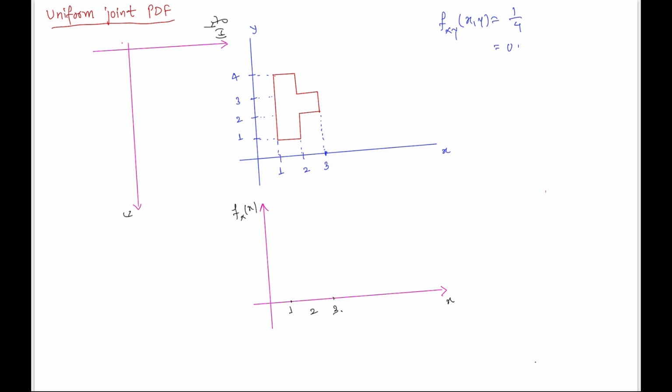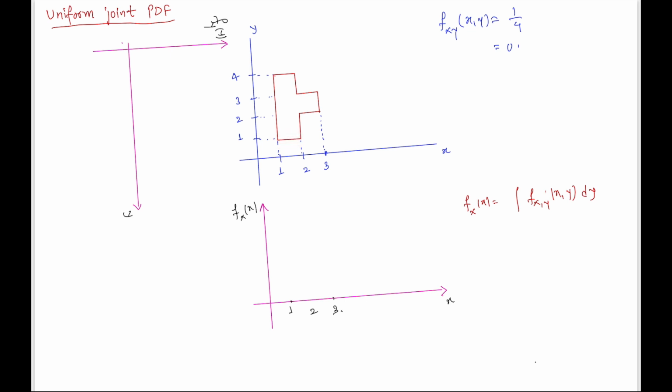Now we have been asked what will be the marginal PDF of this random variable x and y, right? So in order to find the marginal PDF of this random variable x, we are going to integrate this PDF with respect to the variable y, right? So you pick any x within this range.